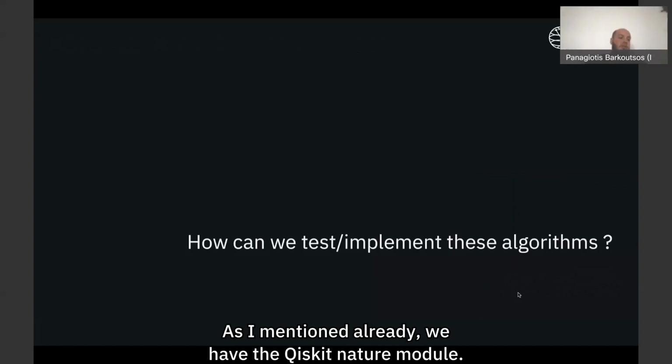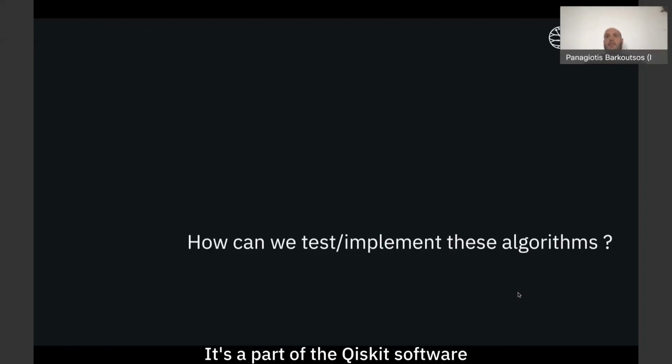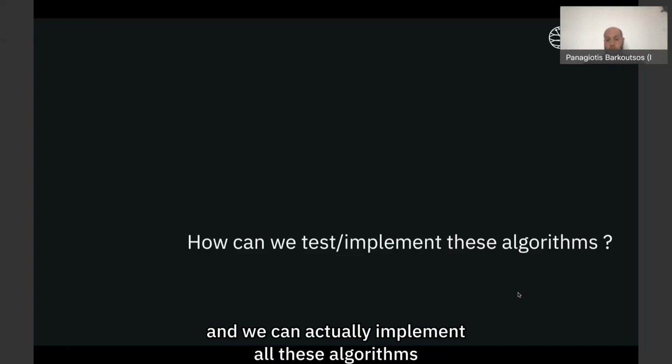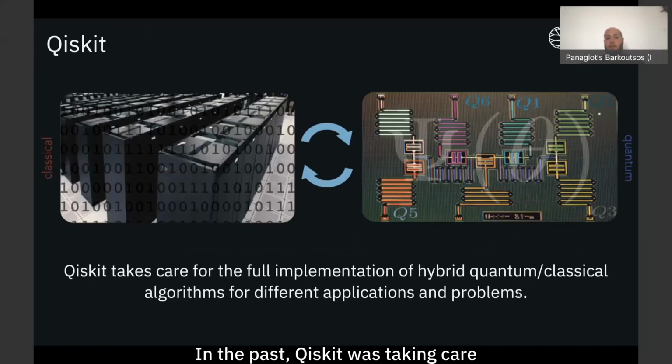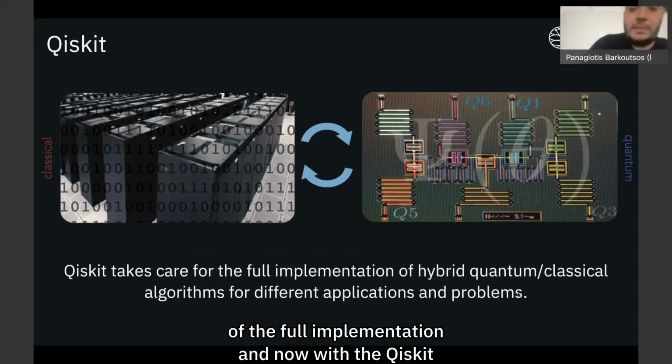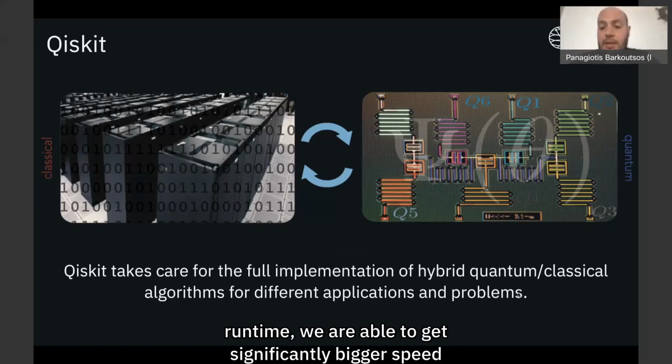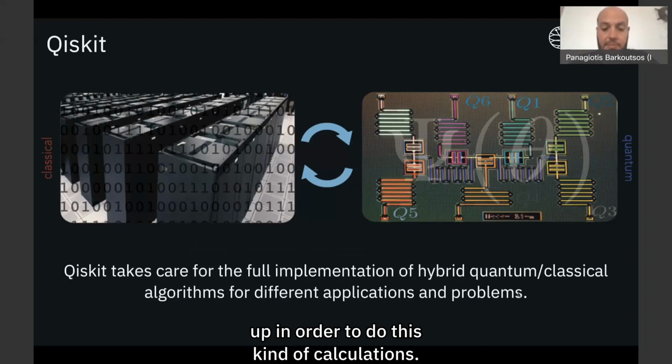As I mentioned already, we have the Qiskit Nature module. It's a part of the Qiskit software where we can actually implement all these algorithms and test them and start developing more and more elaborate schemes. In the past, Qiskit was taking care of the full implementation, and now with the Qiskit Runtime, we're able to get a significantly bigger speed up in order to do this kind of calculations.